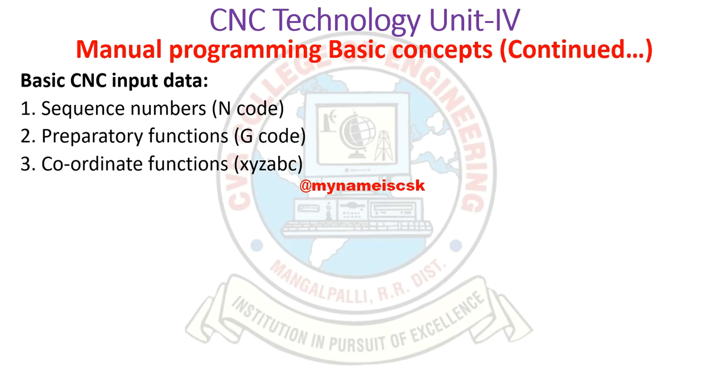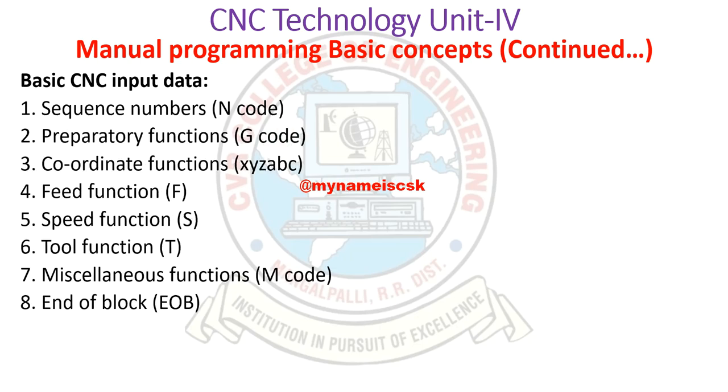Next, basic input data. All these are different. The sequence number is called N code. Preparatory functions are called G codes. Coordinate functions are XYZ, ABC, IJK, UVW. Feed function is represented by F, speed function by S, tool function by T, miscellaneous function by M code, and end of the block by EOB.